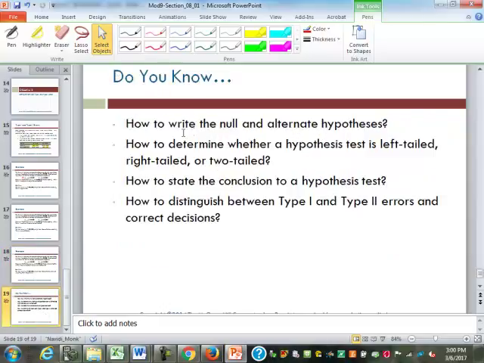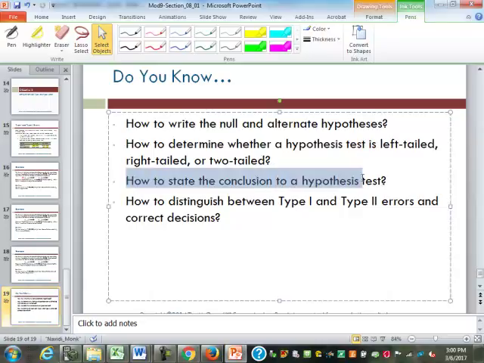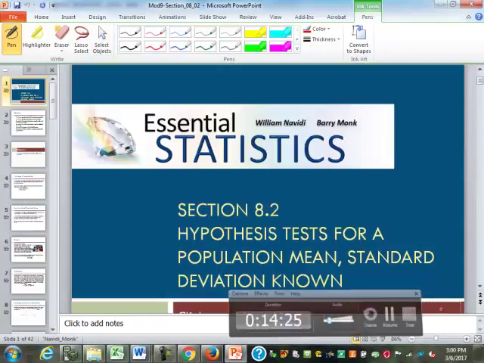So we've seen how to write the null hypotheses. We've determined which type of test it is, whether it's left tail, right tail, or two tail. We've looked at how we state the conclusion, and we've looked at the types of errors. So the next step is we're going to actually start looking at the testing process itself. So I'm going to pause this while I pull up the next.